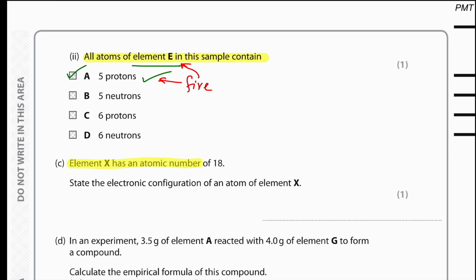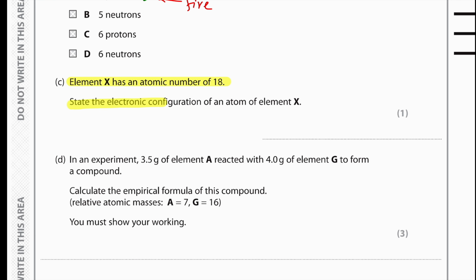Element X has an atomic number of 18. State the electronic configuration of element X. So element X has 2-8-8 configuration. The standard way of writing can be 2.8.8.